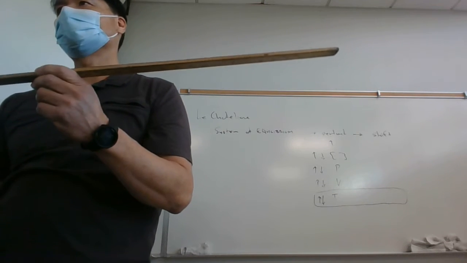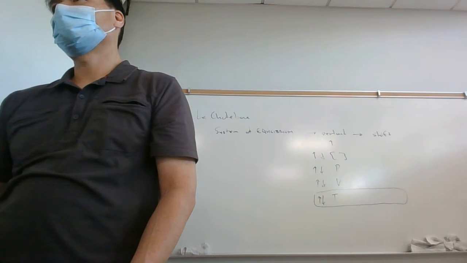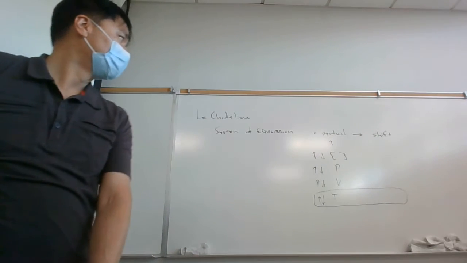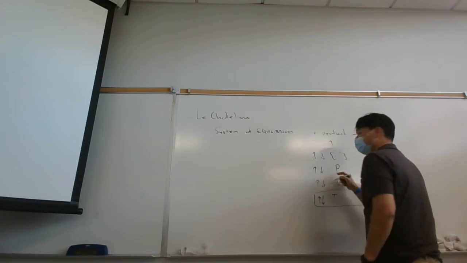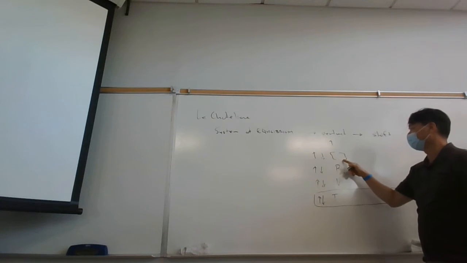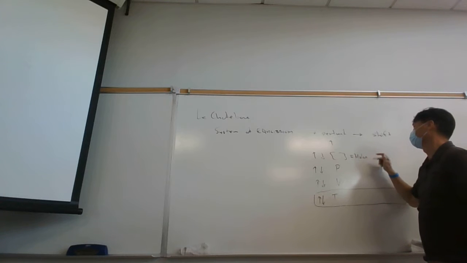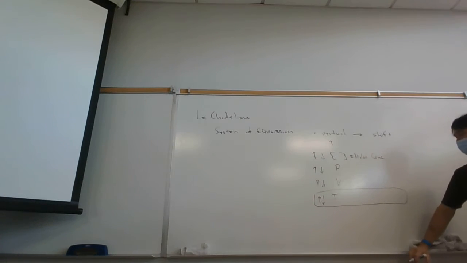Like, what's the symbol above pressure? P. What was it again? This one? Oh, what's that symbol? This is the molar concentration. Molar, and the square brackets mean molar concentration.